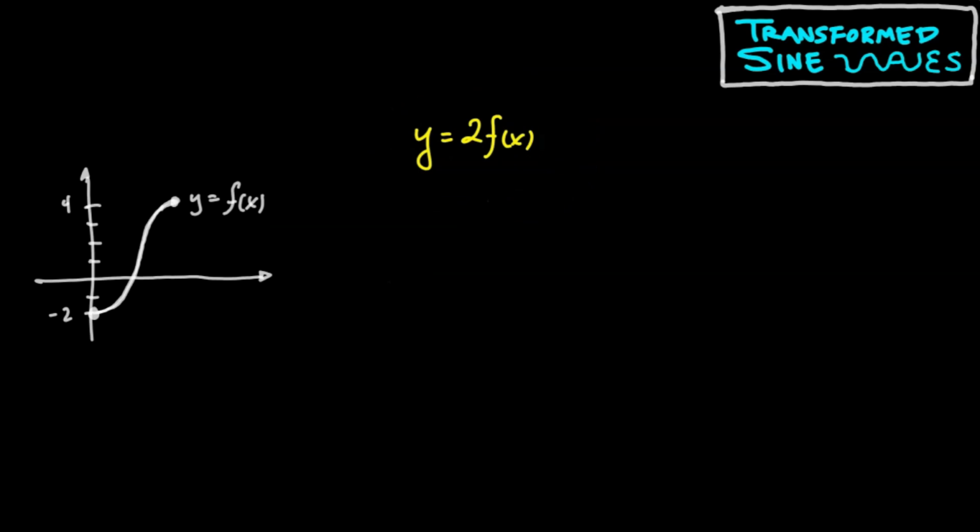Well, this is very simple. Look, how do I get points on that graph? For any value of x we take, first we find the value of f of x, which we would read off of the graph, and then we would simply double that value, and that would be a point on the graph of this new equation.